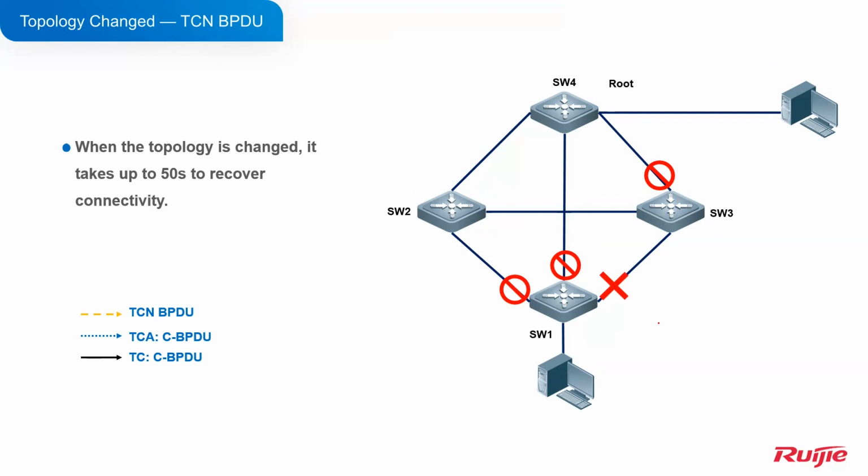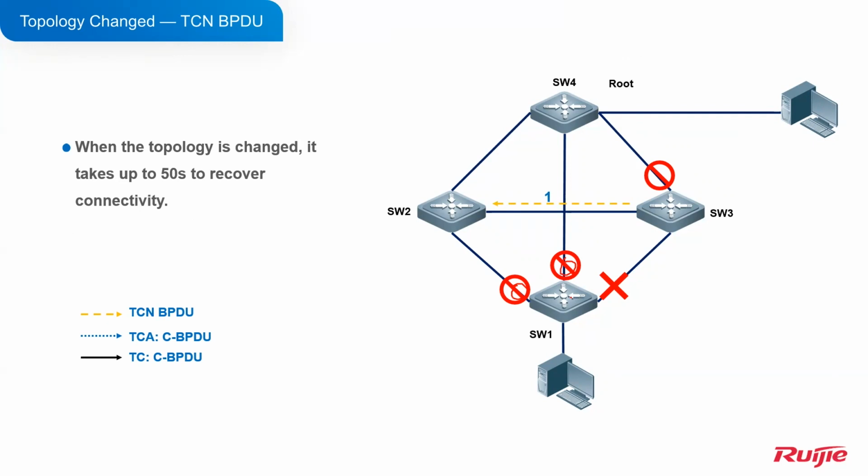The SWA and SWC can detect the fault of this port. But since these two ports on SW1 are in the blocking status, a port in the blocking status cannot send BPDUs, right? It can only receive. So SW1 cannot send out a BPDU, but SW3 can do this. So we can see here, SW3 sends a TCN BPDU to SW2, right?